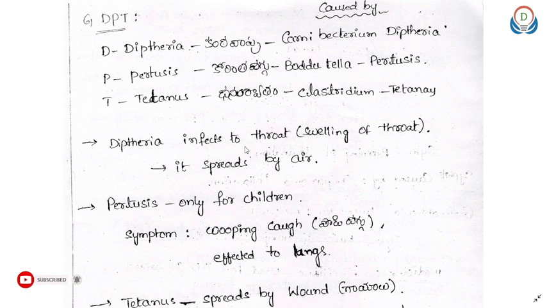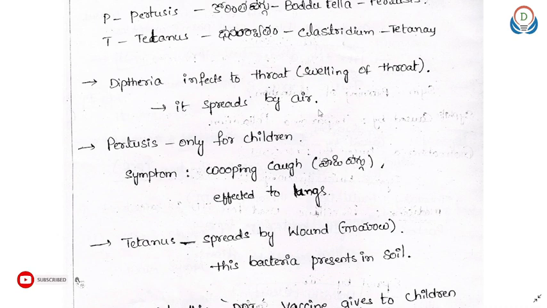Diphtheria infects the throat, causing swelling of the throat, and it spreads by air. How is it spread? Through air. Pertussis occurs only in children. Symptoms include whooping cough, and it mainly affects our lungs.